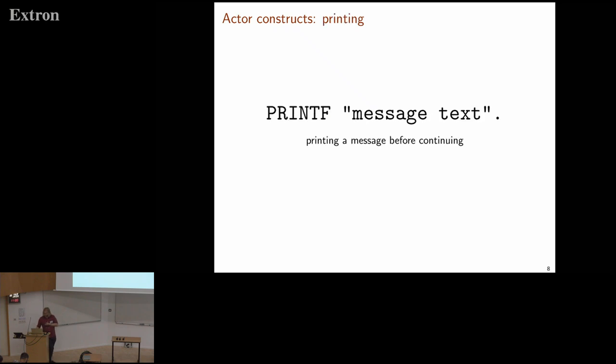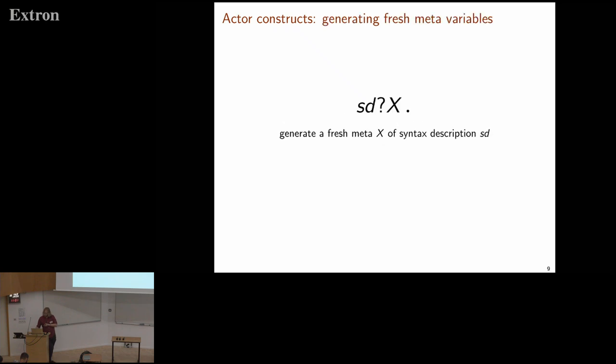If you don't want to get stuck, but you still want to give a message to the user, then we have a print actor that prints out some message text, which is useful for debugging or, in the end, to say that everything is actually finished. We have an actor that generates a fresh meta variable. So these are the things that could get stuck. And these stand for unknown terms.